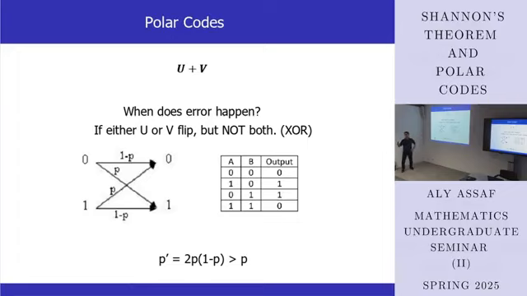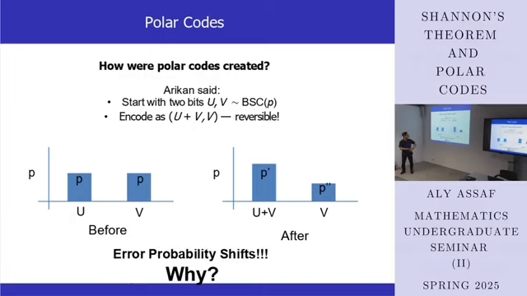I'm sorry to interrupt you here. I just have a small question. Yes. So in the previous slide, why is it relevant for us that the error probability shifts?